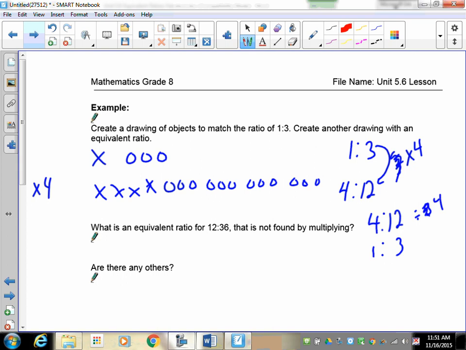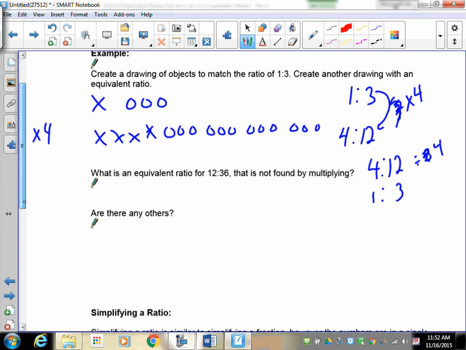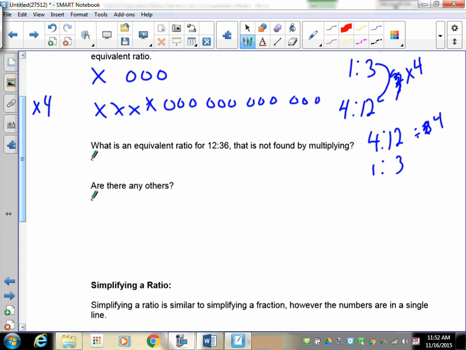So what is an equivalent ratio for 12 to 36 that's not found by multiplying? So I want you to try this one. This is just like reducing a fraction. Okay? Pretend the fraction is laying on its side. So 12 to 36, I'm going to divide it by 2. So one equivalent ratio is 6 to 18. Half of 12, half of 36. I could also divide by 3. 12 divided by 3 is 4. 36 divided by 3 is 9.